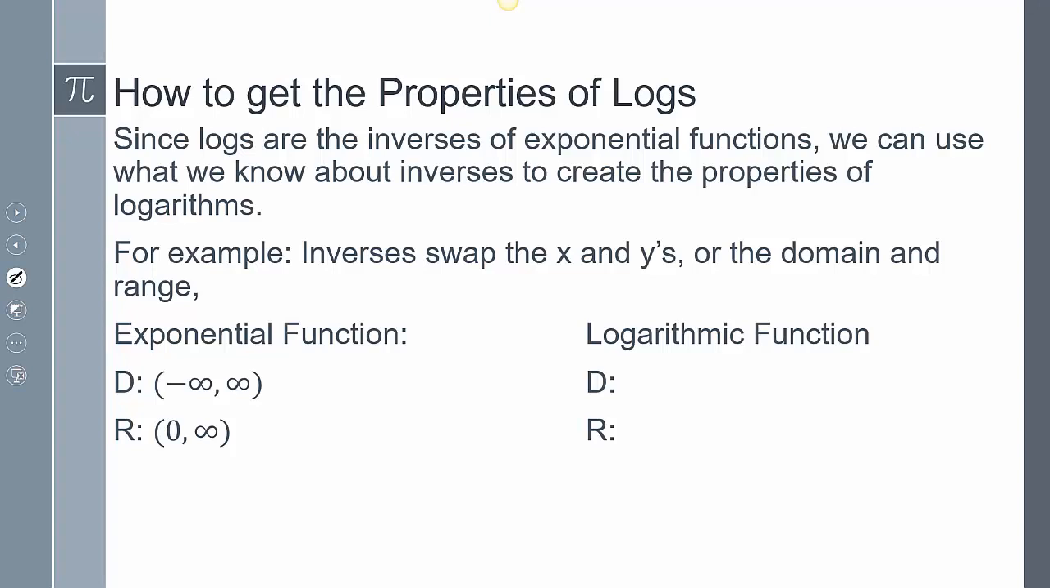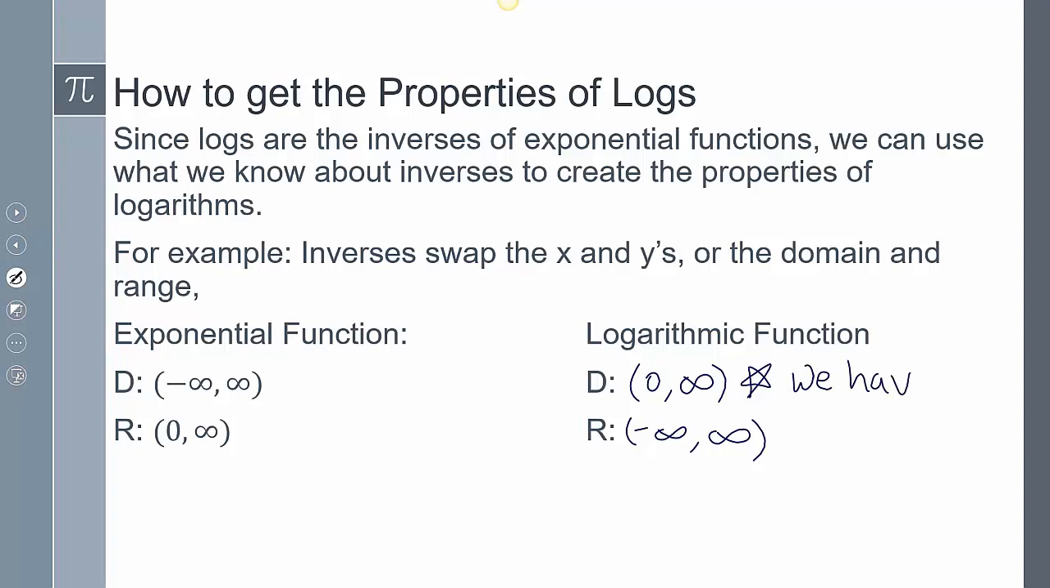Now, how do we get some of these properties of logs? Since we know that the inverse of an exponential function is a log, we can use what we know about inverses to determine these properties. For inverses, you have to swap the x and y's, or the domain and range. So if my exponential function's domain is negative infinity to positive infinity, that means for the log, my range is negative infinity to positive infinity. If my range is from 0 to infinity on an exponential, that means my domain is from 0 to infinity.